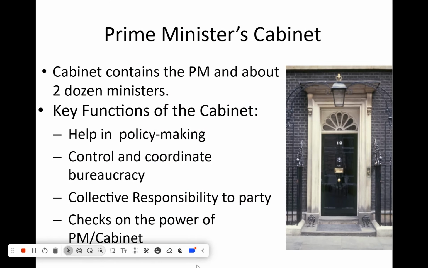The Prime Minister's cabinet is about 24 cabinet ministers. They actually control the bureaucracy. They help in policy making. They make sure that whatever happens, you always follow the dogma and doctrine of the party. But understand, the prime minister's cabinet are members of the House of Commons, and eventually they want to become prime minister. So they kind of check the power of other cabinet members and the prime minister.